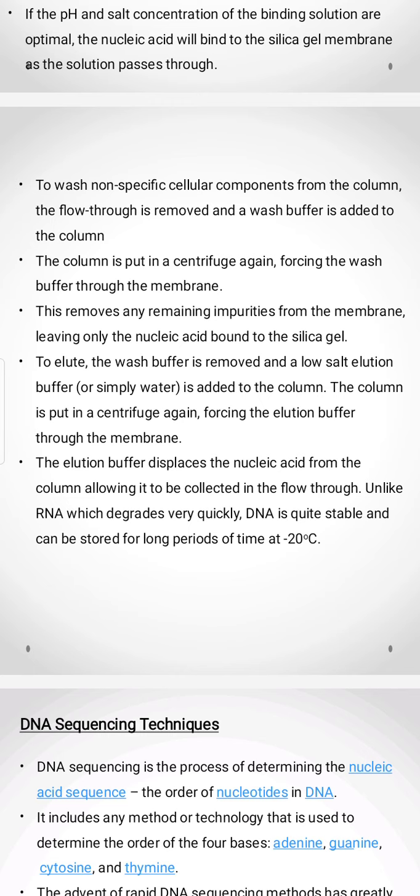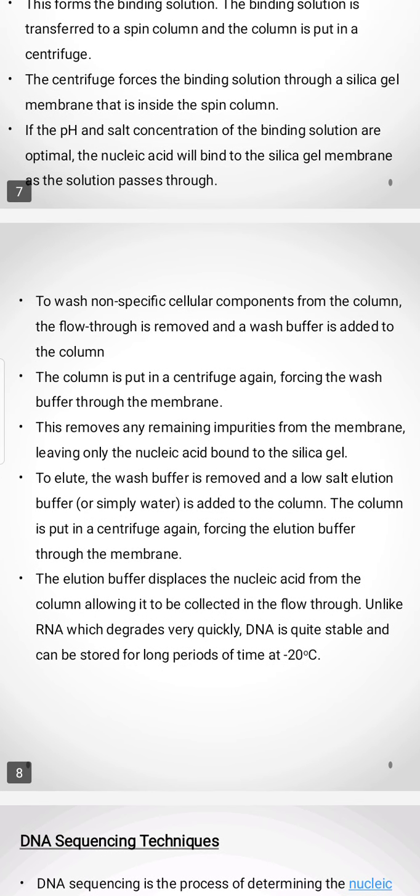Then elute. The wash buffer is removed and a low salt elution buffer is added to the column. The column is put in a centrifuge, again forcing the elution buffer through the membrane. The elution buffer displaces the nucleic acid from the column, allowing it to be collected in the flow through. Unlike RNA, which degrades very quickly, DNA is quite stable and can be stored for a period of time at minus 20 degrees centigrade. Thank you.